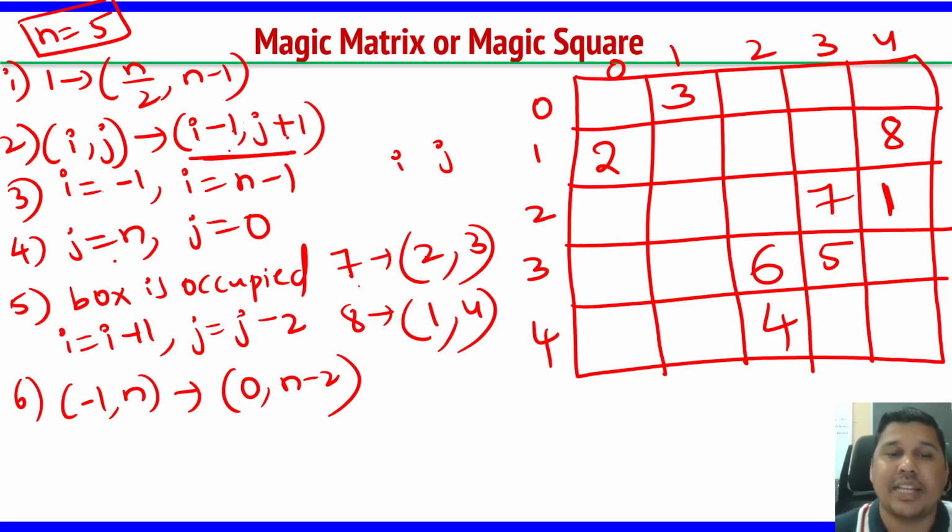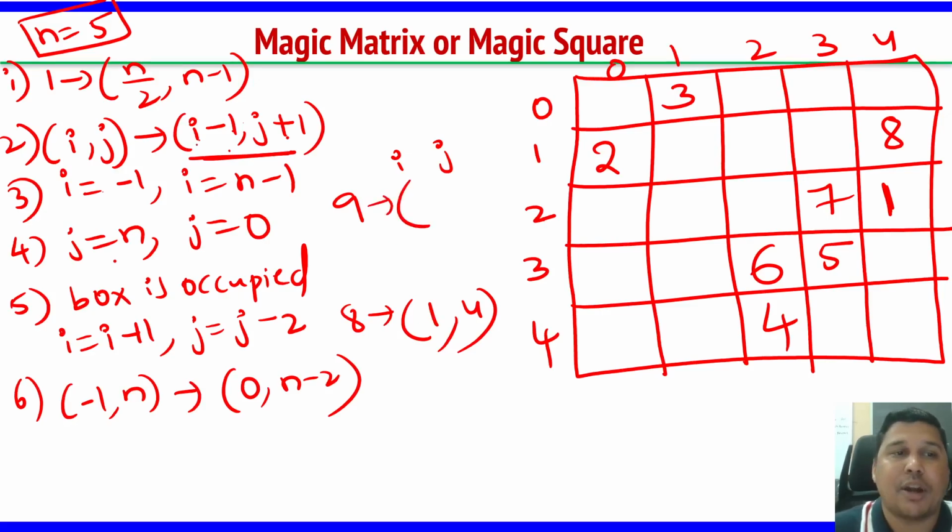Next number I have to fill is 9. So let me fill 9. Where should I fill 9? If i is at 1, I have to update it to i minus 1, that is 1 minus 1, 0. If j is at 4, I have to update it to j plus 1, that becomes 5. But we do not have a location 0, 5.